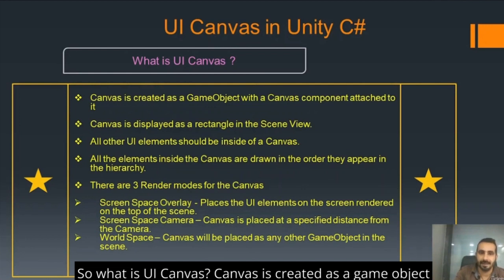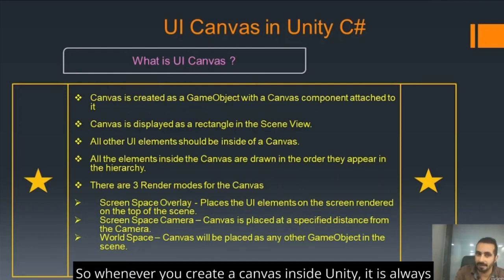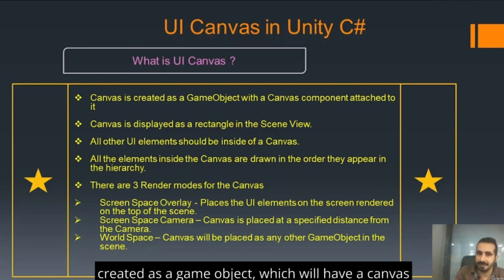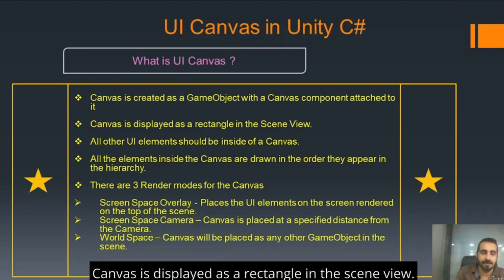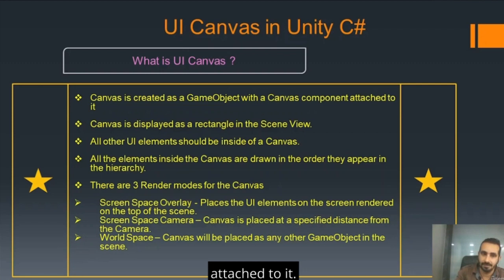Canvas is created as a game object with a canvas component attached to it. So whenever you create a canvas inside Unity, it is always created as a game object which will have a canvas component attached to it. Canvas is displayed as a rectangle in the scene view. So every canvas will have a rect transform component attached to it.